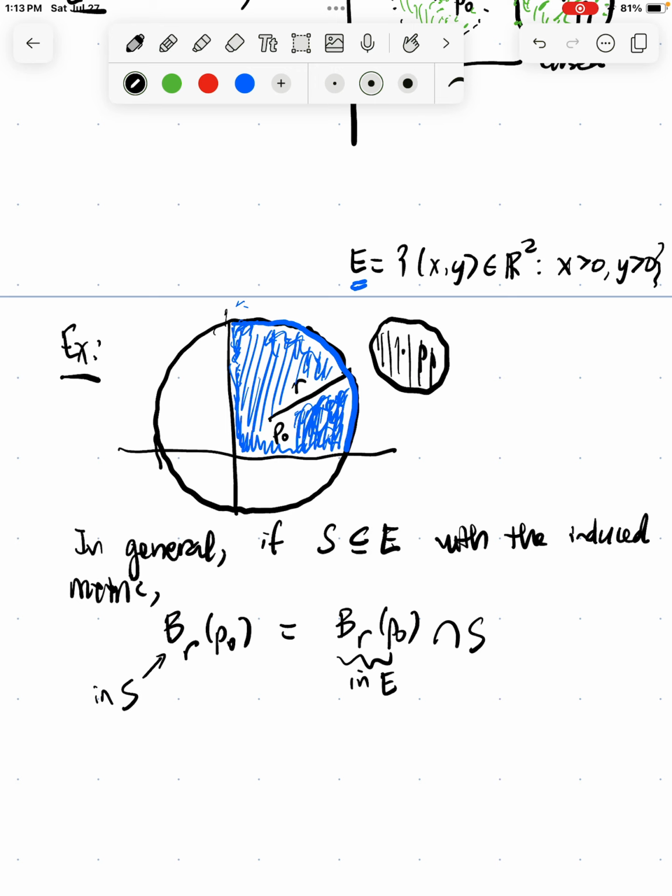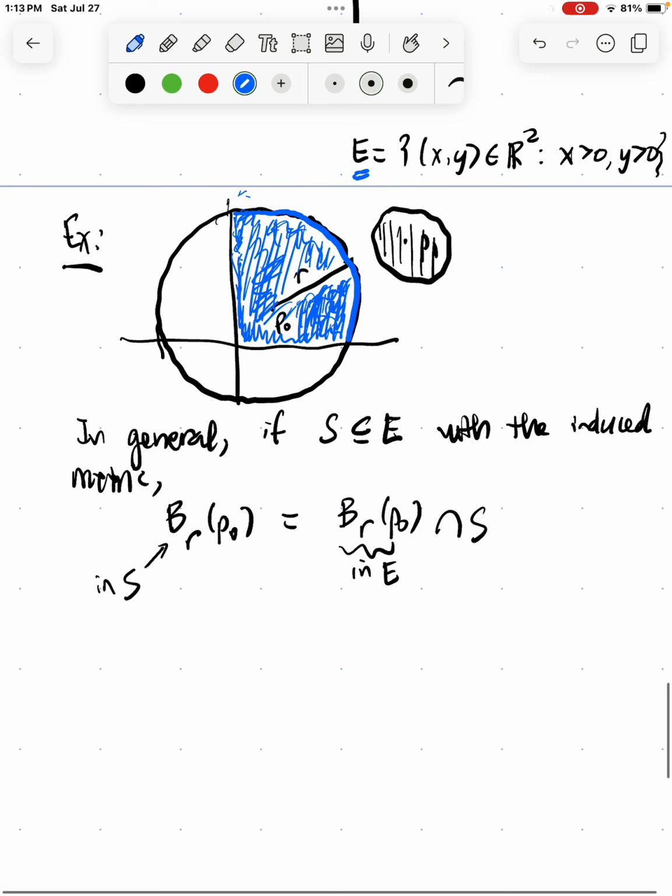In the example in this picture, which is not to scale, this closed ball is just the intersection of the closed ball in R2 with E. By the way, why is this fact true? This is just from the definition, so it's something to think about.